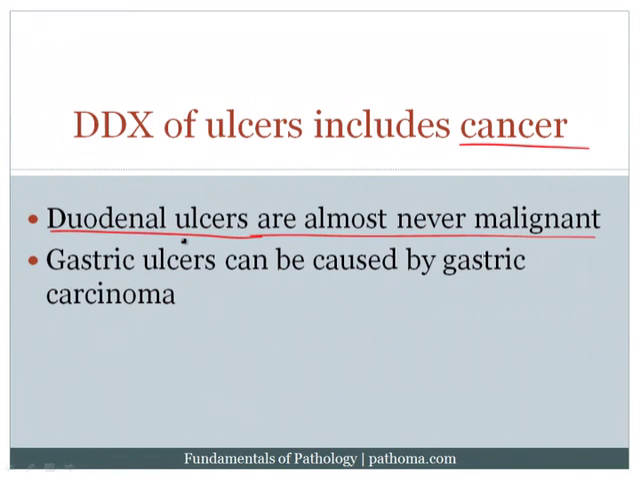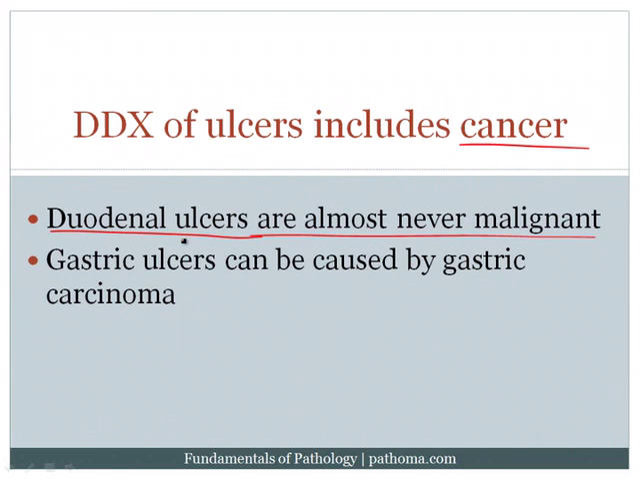In fact, when you think about the cancers that you study in the GI tract, you study esophageal cancer, you study stomach cancer, you study colon cancer. You haven't really studied a lot about small bowel cancer, and that's because duodenal cancer is very, very rare. So duodenal ulcers are almost never malignant, and they're usually not biopsied. So we don't necessarily have to worry about that when we think about the differential diagnosis of cancer. And of course, most peptic ulcer disease is duodenal.